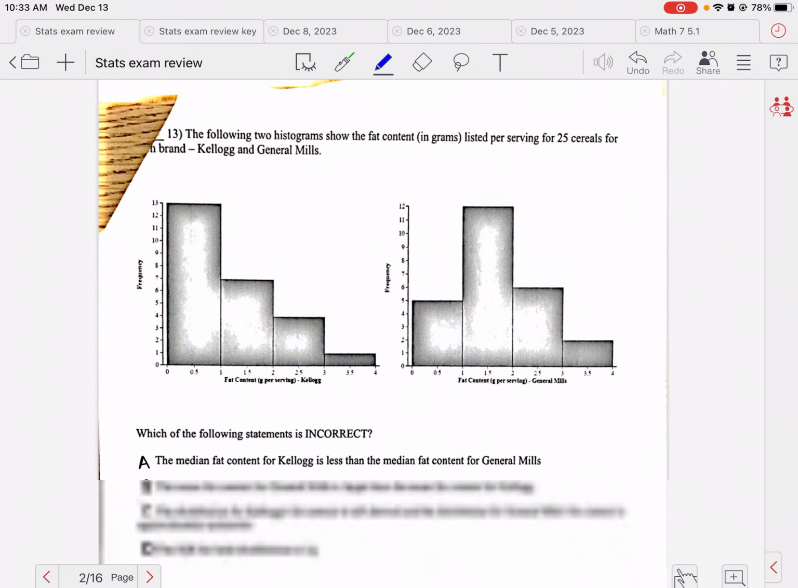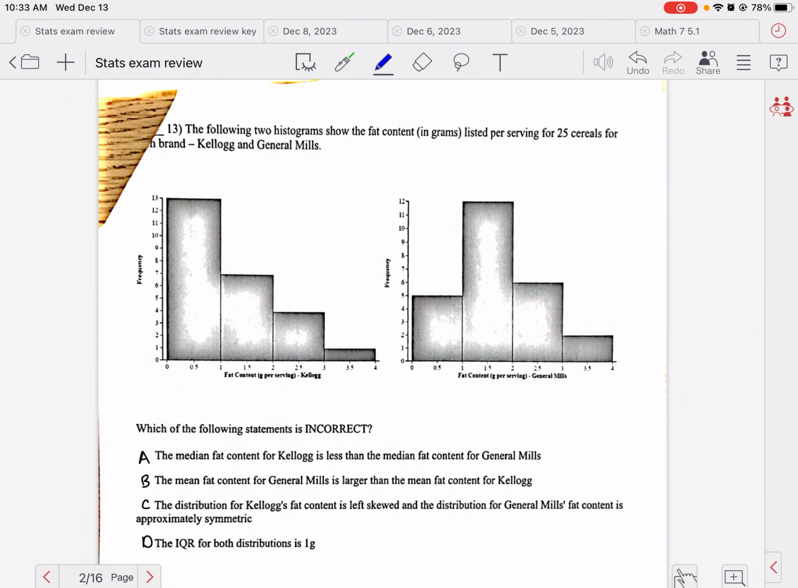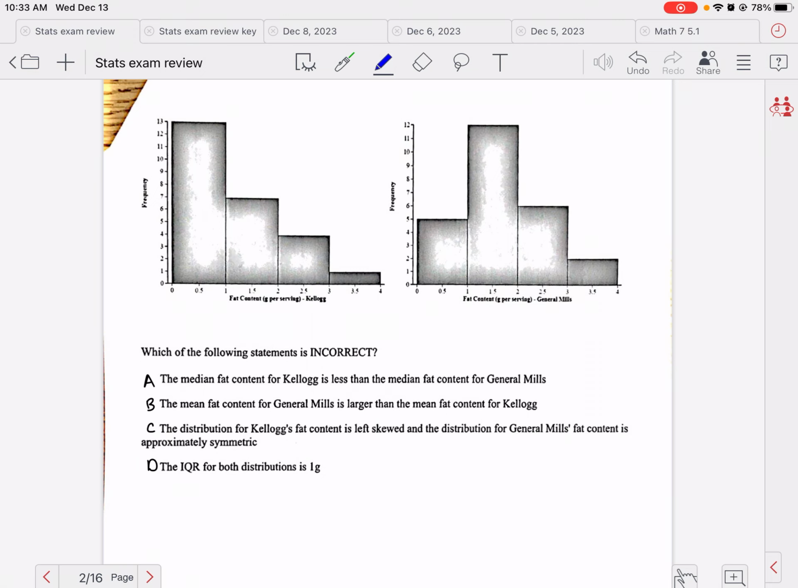Okay. The following two histograms show fat content in grams listed per serving for 25 cereals in that brand. It says the median fat content for Kellogg's is less than the median fat content for General Mills. That would be true because the median is going to be somewhere here for Kellogg's and somewhere in the middle for General Mills. So General Mills would be higher. So that is correct. So we don't want to mark that.